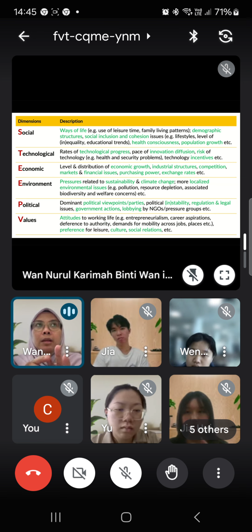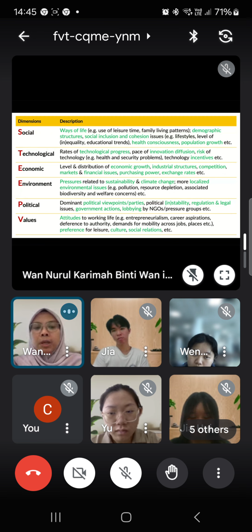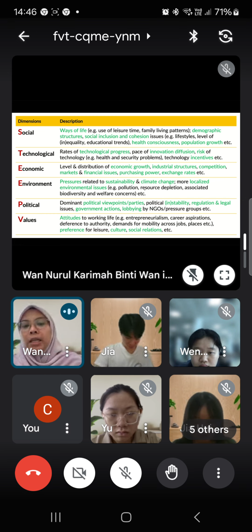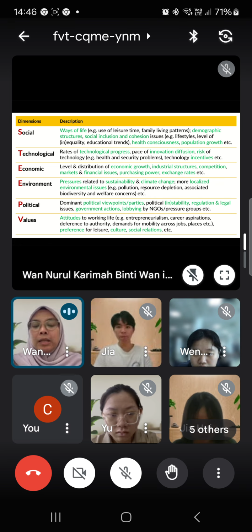I think the factor that most people, not only students, can get confused about is values. Values is different than value. Values is related to nilai, nilai culture dan sebagainya, kan. Value without S is something else. So be careful when you do the STEEPV analysis, because these two, values with S and value without S, mean two different things.